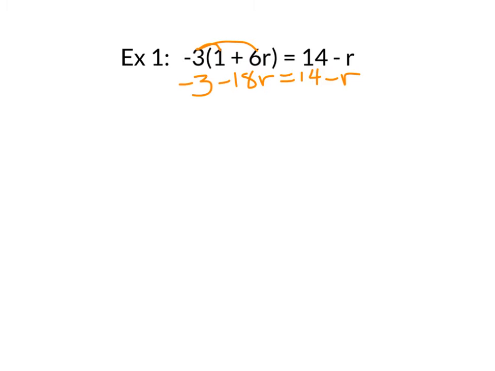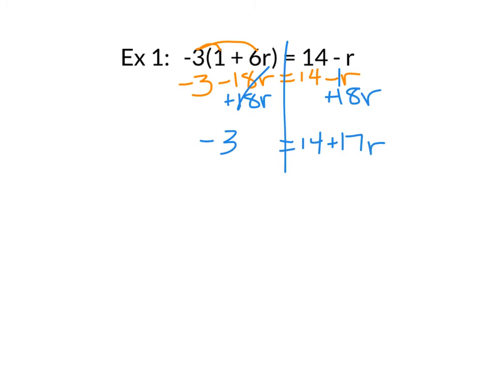The next thing I notice is that there is an r on the left side and an r on the right side. We need to get those together. So I'm going to move the negative 18r. I'm going to do the opposite. I'm going to add 18r to both sides. Mark it out on the left side. Bring down the negative 3. Bring down the equal sign. Bring down the 14. Here I have negative 1r plus 18r. So in other words, it's 18 minus 1, which is 17r.